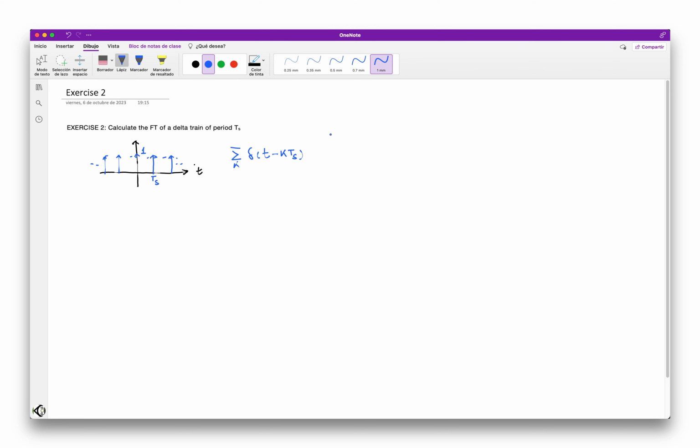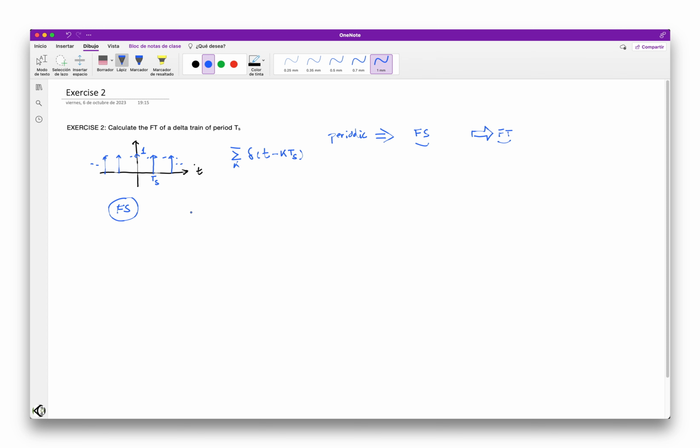This is a periodical signal, which implies that we calculate the Fourier transform, which is our final objective, with an intermediate step, which is calculating the Fourier series first. And once we have the Fourier series, it is straightforward to calculate the Fourier transform. So in the first step, let's calculate the Fourier series of the delta train.